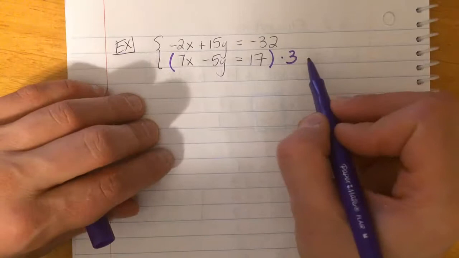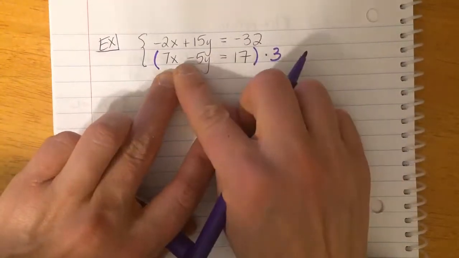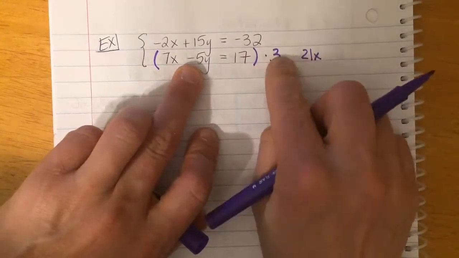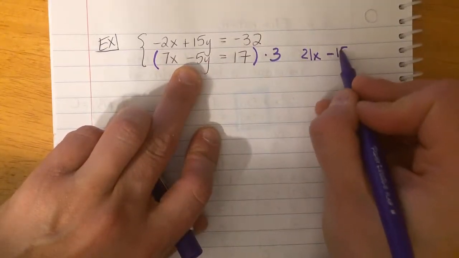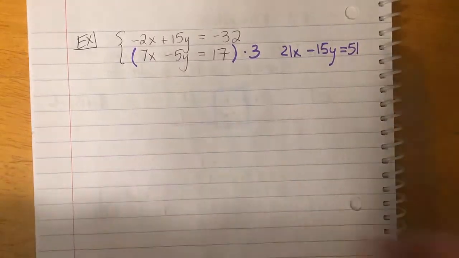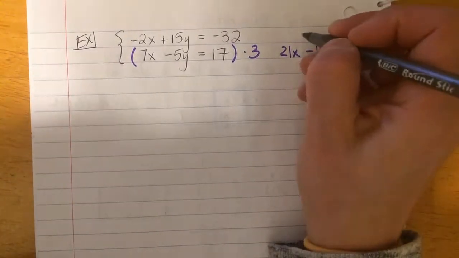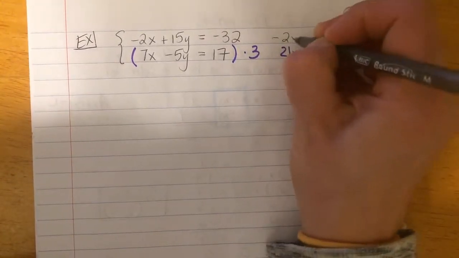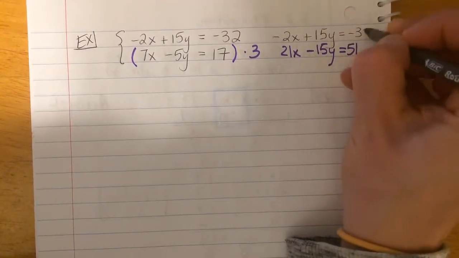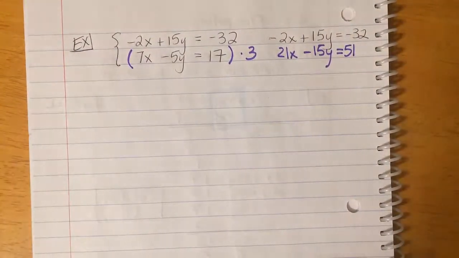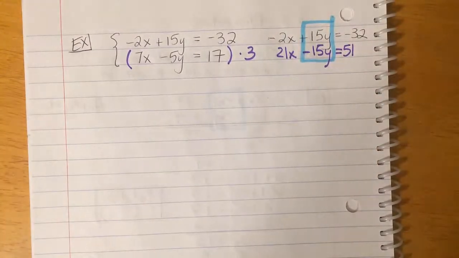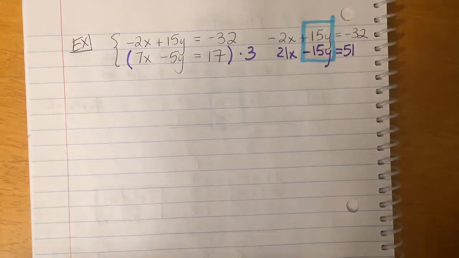And then I'm going to rewrite the entire equation. So I have to multiply everything in here by 3. 7 times 3 is 21, so I've got 21x. 3 times negative 5y is negative 15y. And 3 times 17. Now this top equation, I'm not going to change. It's going to stay the same: negative 2x plus 15y equals negative 32. So now notice that these y's are set up so that their coefficients will cancel each other out when we add. Let's do that.